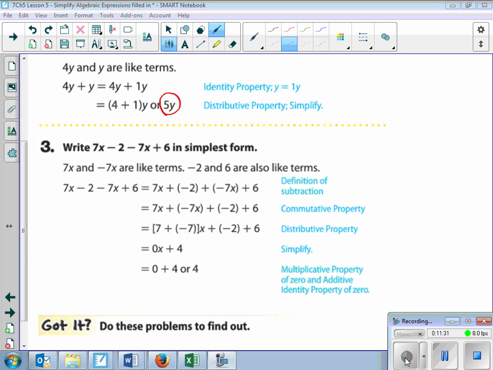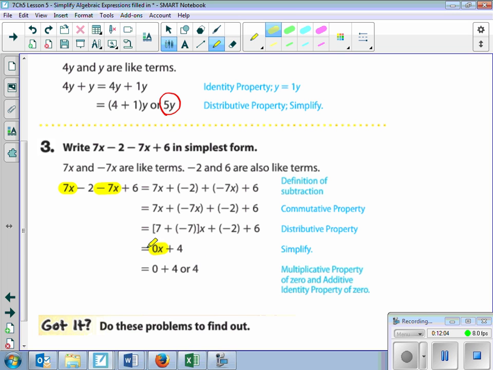So for example 3, it says, write 7x minus 2 minus 7x plus 6 in simplest form. So once again, we want to identify our like terms. So here, the like terms that we can combine are 7x, and what kind of x is that one? That's a negative 7x. So 7x plus negative 7x, or minus 7x, is 0x.